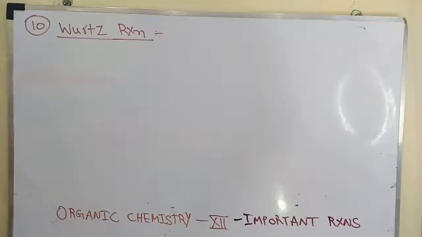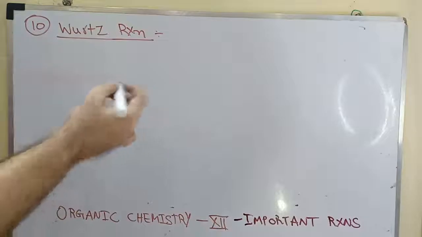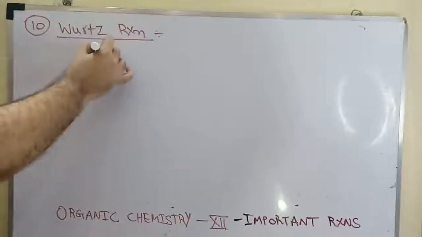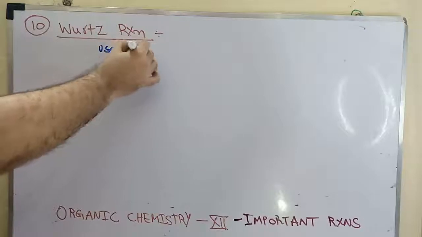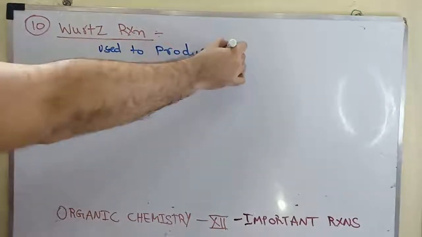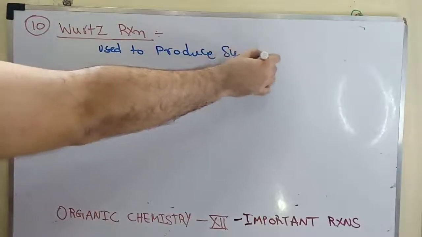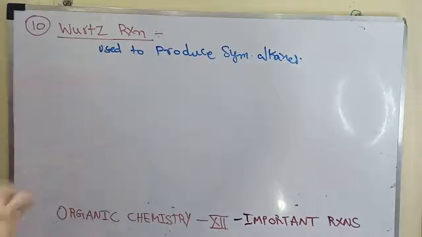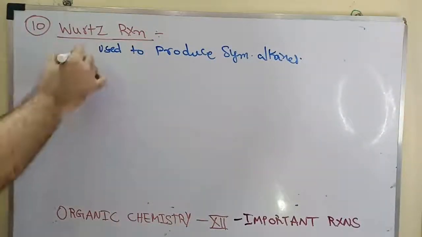The next question is Wurtz reaction. What is this Wurtz reaction? This is used to produce symmetric alkanes. Used to produce symmetric alkanes.